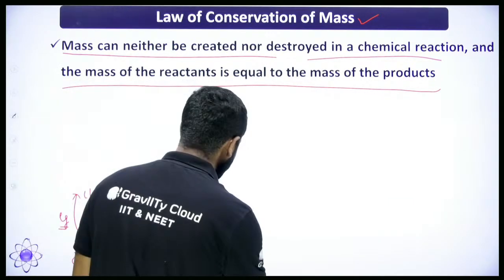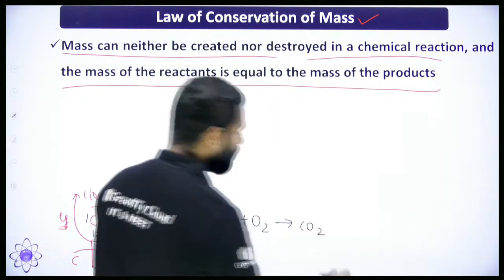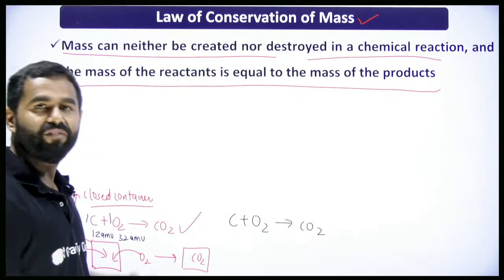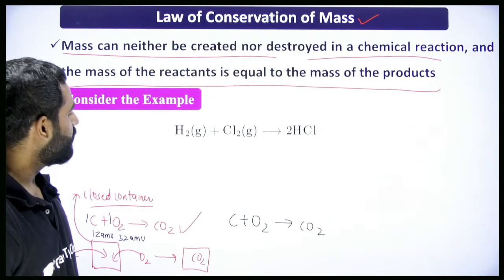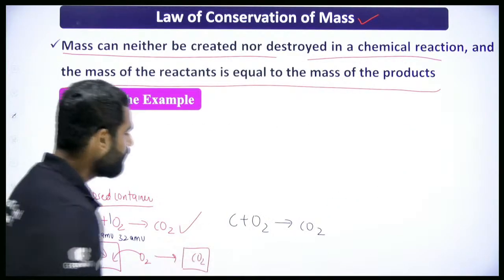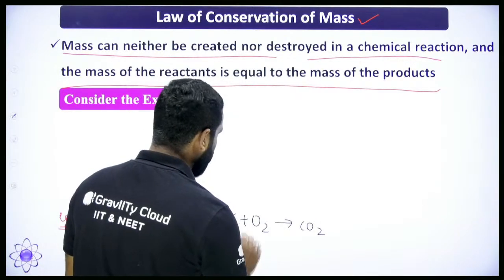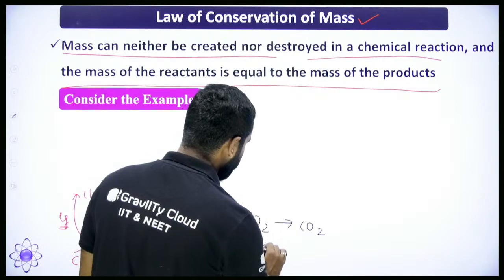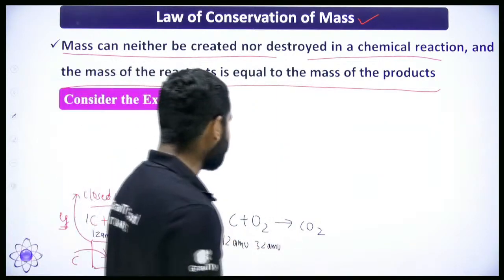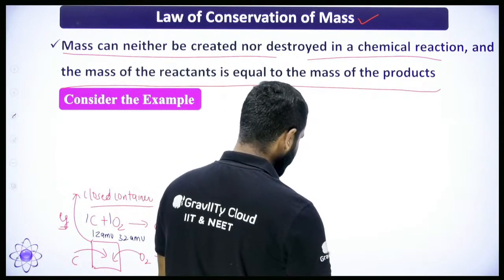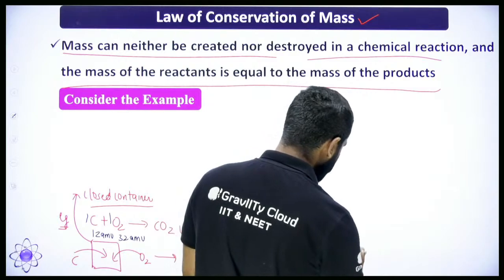Also, whenever the reaction occurs, just let me write it here. Suppose this is my reaction, C plus O2 gives CO2, right? In this case, whenever the reaction occurs, what will happen? Carbon has the mass of 12 amu. Oxygen has the mass of 32 amu. They react to form carbon dioxide. And carbon dioxide has mass, how much? Carbon has 12 plus oxygen has 32, which is equal to 44 amu.